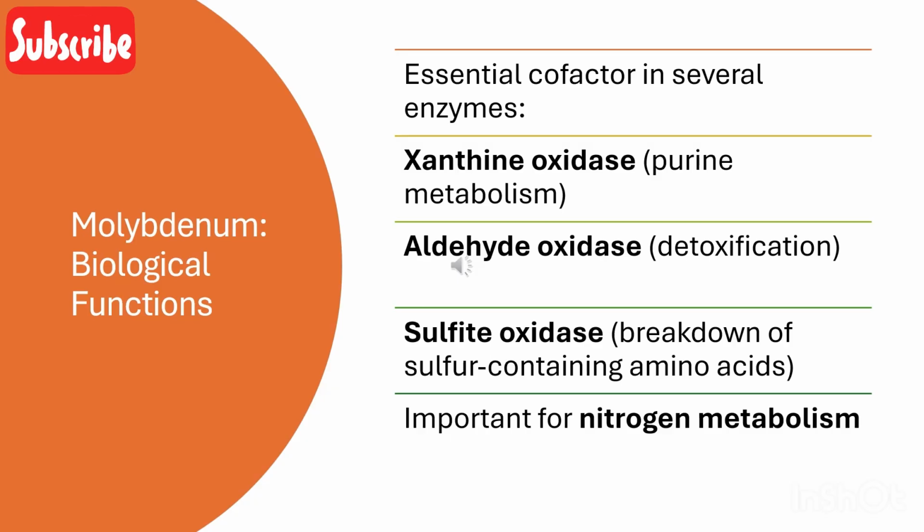Molybdenum. Let's talk about the biological functions. Molybdenum functions as a cofactor in several key enzymes, including xanthine oxidase, aldehyde oxidase, and sulfite oxidase. These enzymes help in the metabolism of purine and also the breakdown of sulfur-containing amino acids like cysteine and methionine. By doing so, molybdenum assists in the detoxification process and in maintaining proper nitrogen balance in the body. Without this element, the system would not function effectively.